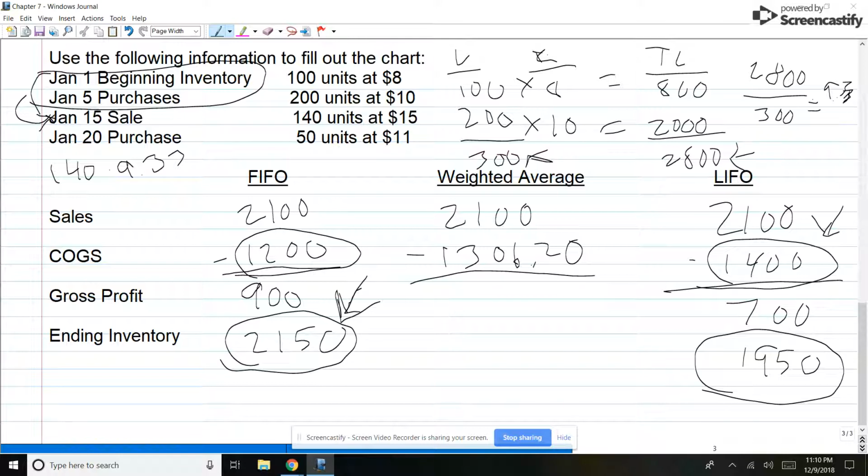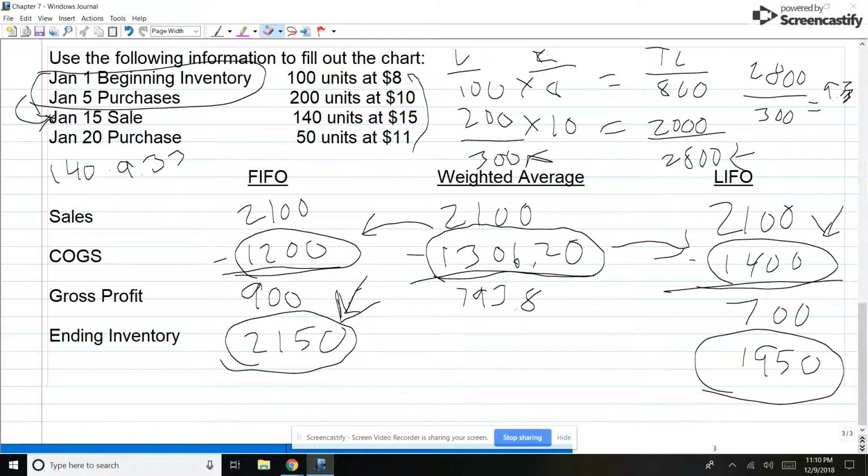If we subtract these two, we're going to get a gross profit of 793.8. And you should notice from what we're doing so far that in periods of rising prices, the weighted average method is always going to be in the middle of LIFO and FIFO.